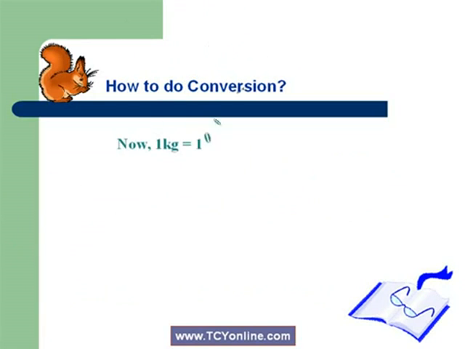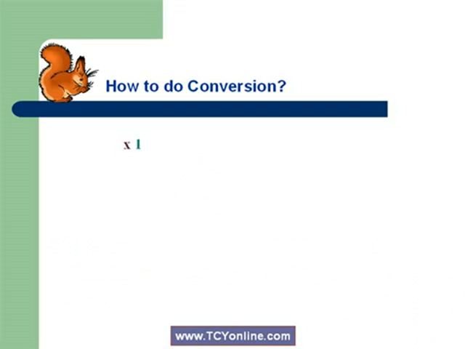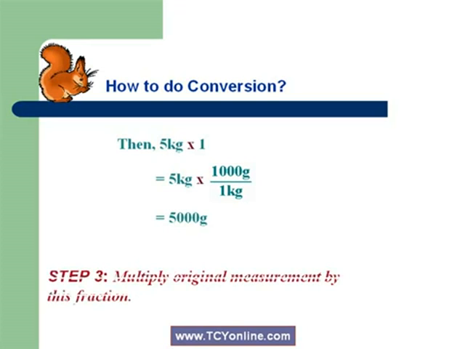Now after this, we will construct a fraction equal to 1 by writing the equation with the desired unit on top and the given unit on bottom. So we get 1 is equal to 1000 grams over 1 kg. Now to find the number of grams in 5 kilograms, we will simply multiply this fraction by 5. So finally we reach 5000 grams. That means there are 5000 grams in 5 kilograms.